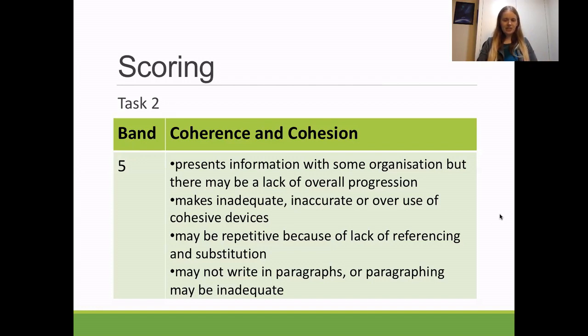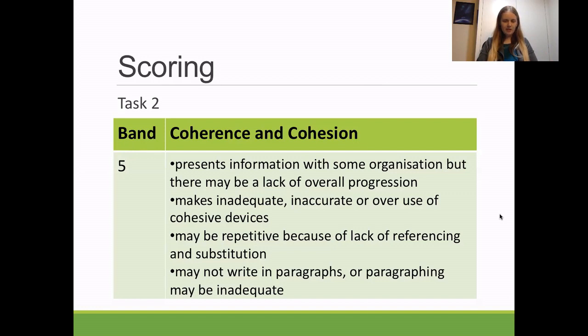Makes inadequate, inaccurate, or overuse of cohesive devices. So you're trying to use them, but they're not used properly, or you're just using them far too much. The next point is maybe repetitive because of lack of referencing and substitution. So you're making them feel as though you're saying things too often.